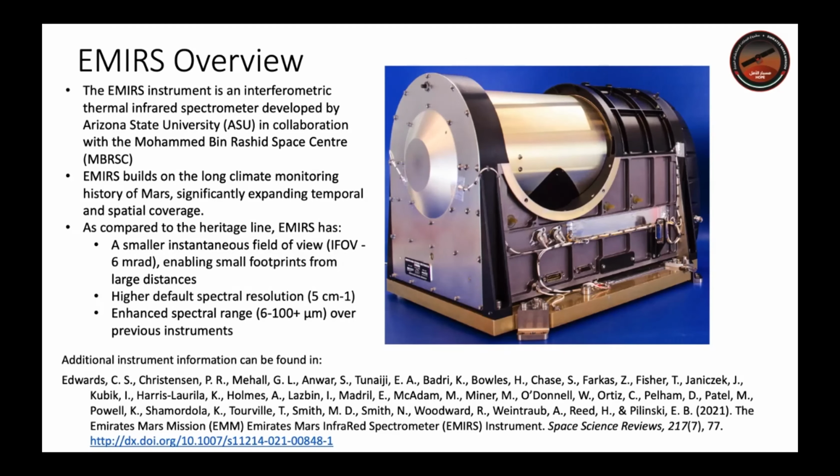Some of the innovations that we have here: EMIRS has a smaller field of view, which enables relatively small footprints from large distances like the EMM orbit. We have this high spectral resolution mode, this 5-wave number mode, and a broad spectral coverage from 6 to 100 microns. If you want additional information, I've posted the reference for the EMIRS instrument paper; you can click that link or copy it down at the bottom, and that will provide you a bunch more information about how this instrument actually works.